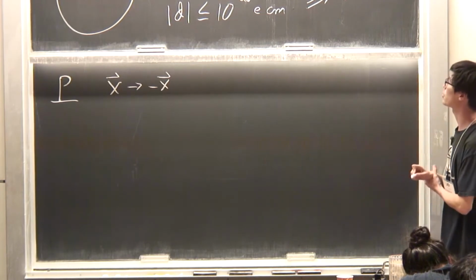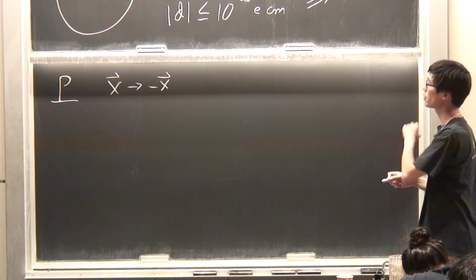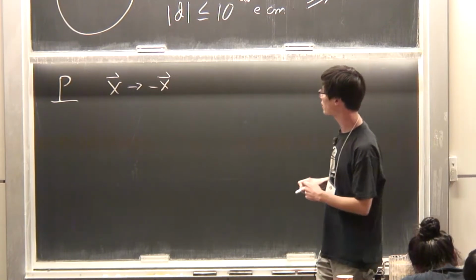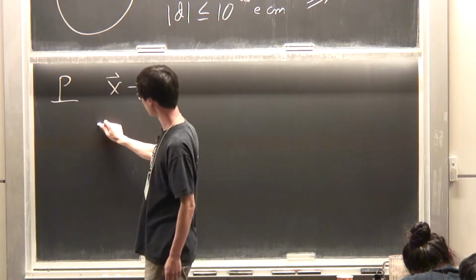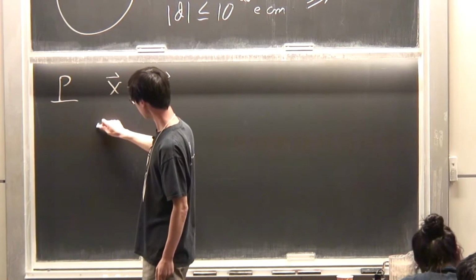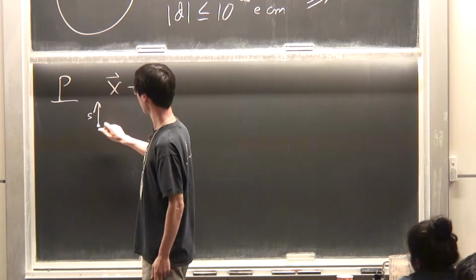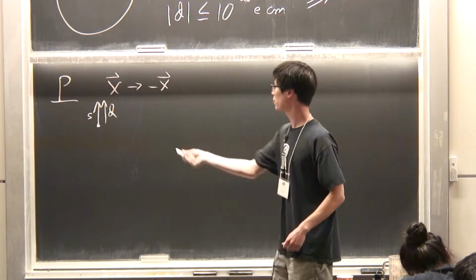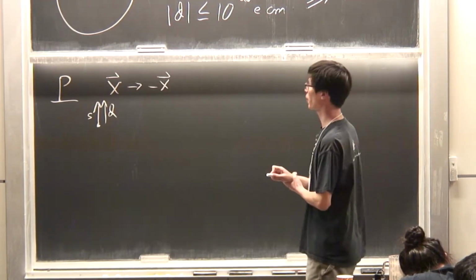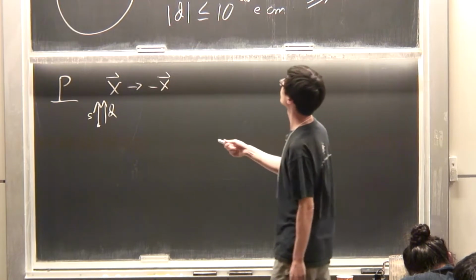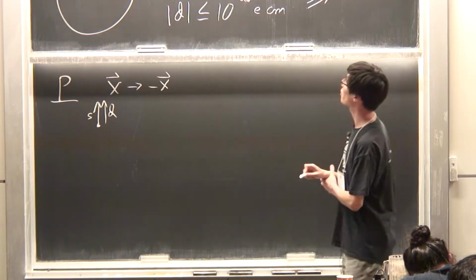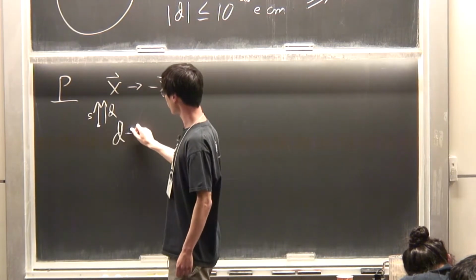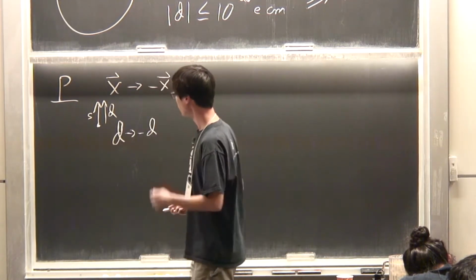If parity was a good symmetry of nature, it would set the neutron EDM to 0. So why is that? If you take a neutron that has spin up, and let's say for some reason its dipole moment is also up, how does the spin and the dipole transform under x goes to minus x? Well, as I wrote up there, the dipole is just charge times distance. So under parity, your dipole goes to minus dipole.